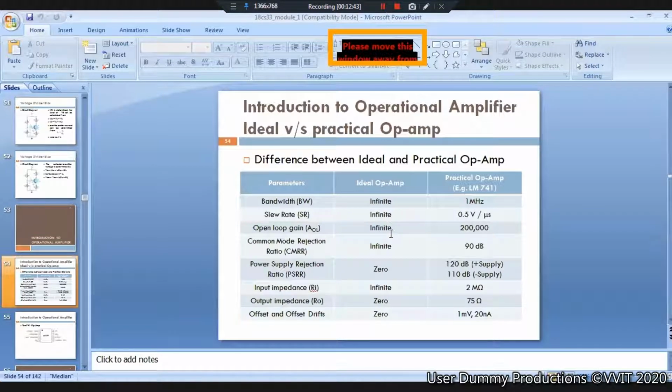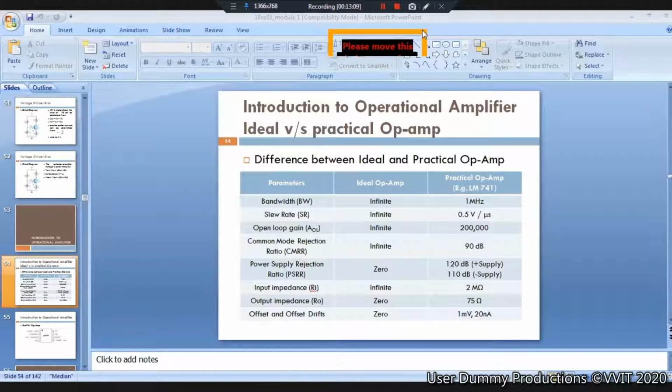In the last semester also we studied the operational amplifier. Before going to the operational amplifier, we'll see the difference between the practical op amp and the ideal operational amplifier. See here, we can take any parameter. Taking the bandwidth, ideally it is infinite, and for a practical op amp it is 1 megahertz. How it is infinite, I will show you.